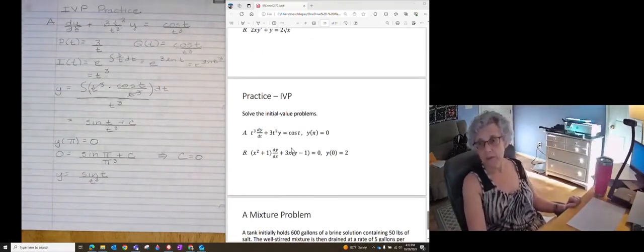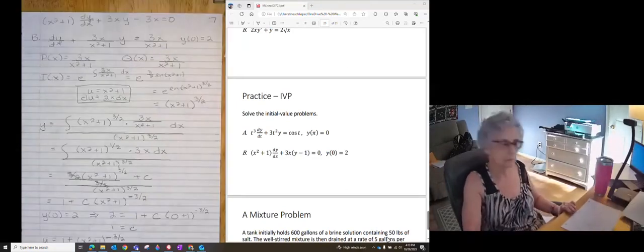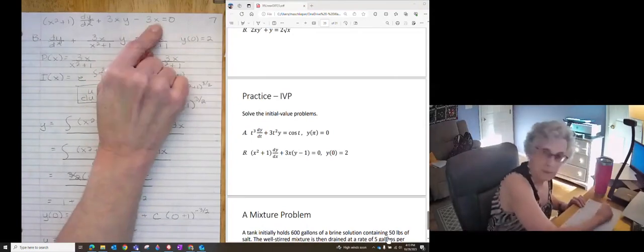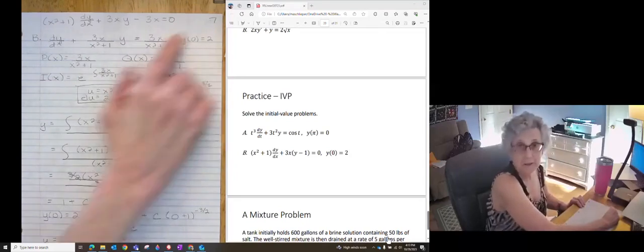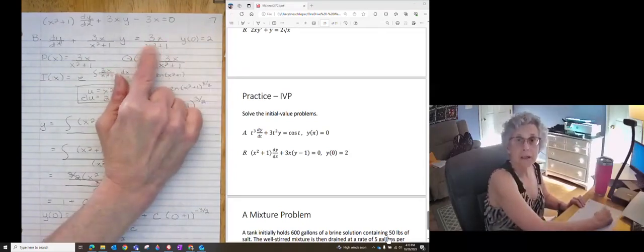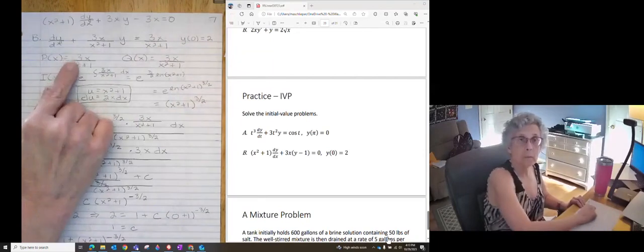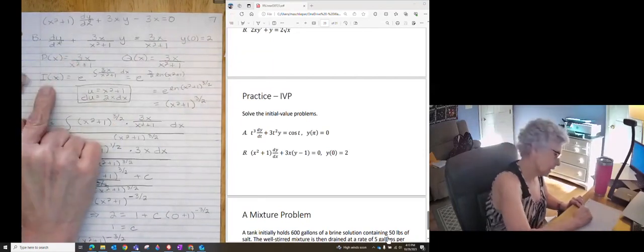Look at the next one. Be careful. You're going to have to do some algebra before you start dividing everything. So I distributed that 3x, and then I added it to the other side so that I could figure out my q and my p.